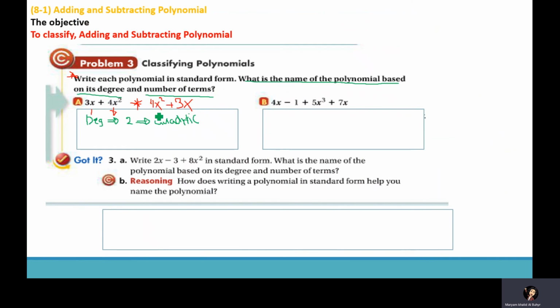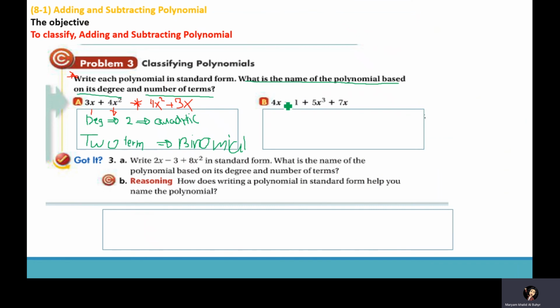Now what about the number of terms? How many terms do we have? We have 2 terms. Since we have 2 terms, we can call this binomial. Binomial. So that's for this part.